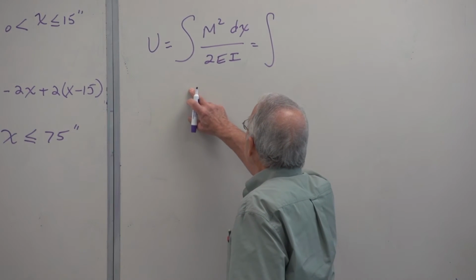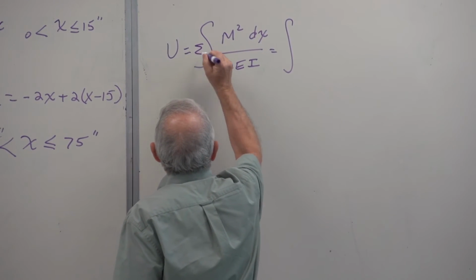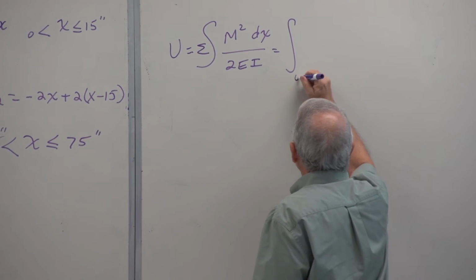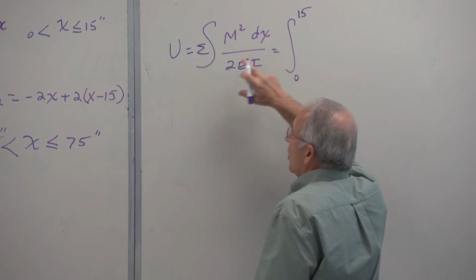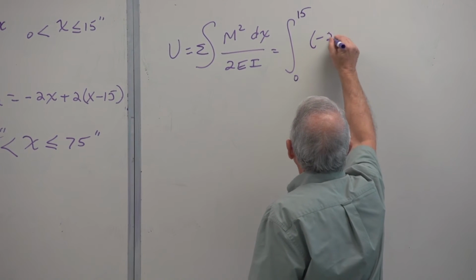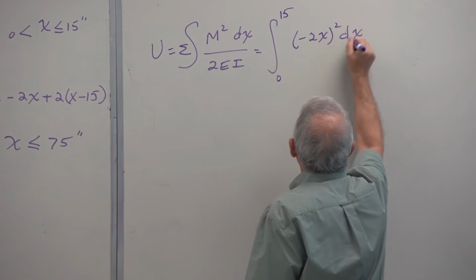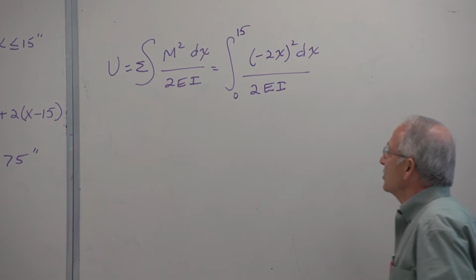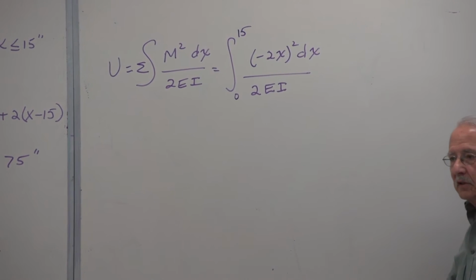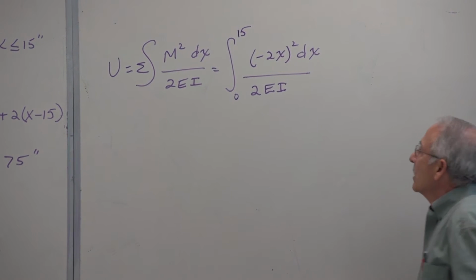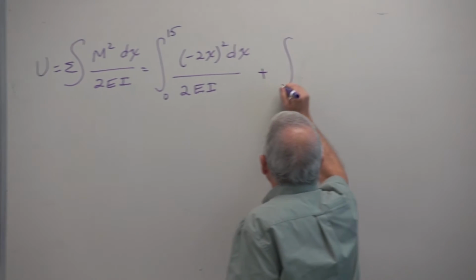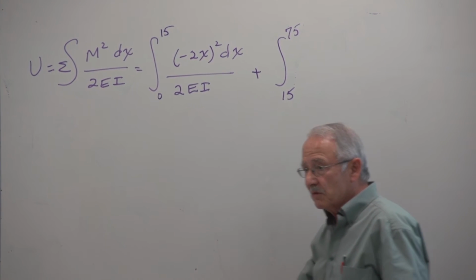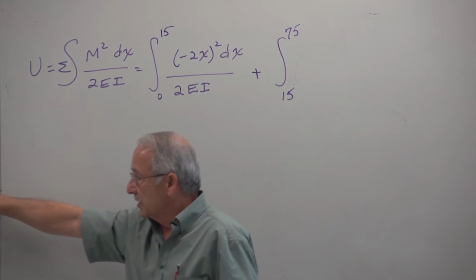Let's say I'll put a summation sign in front of this integral, in other words, both for m1 and m2. So the first integral goes from 0 to 15 of m1, that's minus 2x squared dx divided by 2EI. I'm just going to leave that in terms of EI, and then we'll substitute at the end. Plus the integral from 15 to 75. Remember that I'm writing everything in terms of x, and I should integrate this wherever this moment is valid.